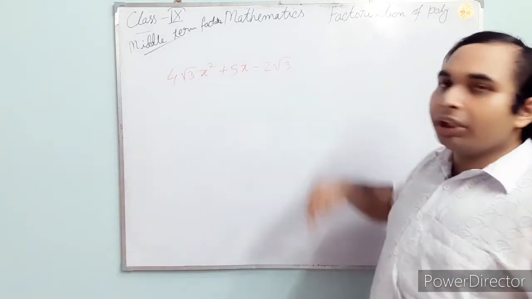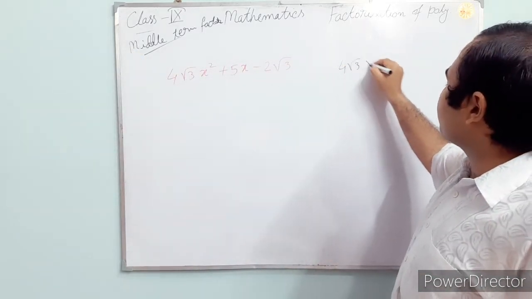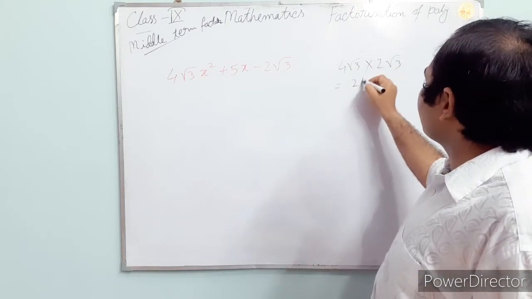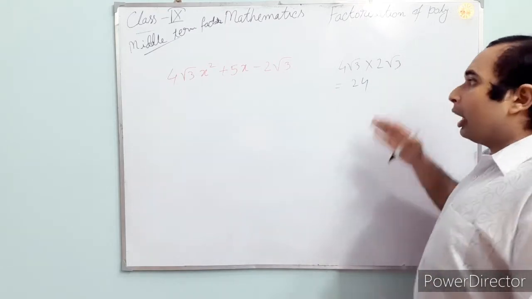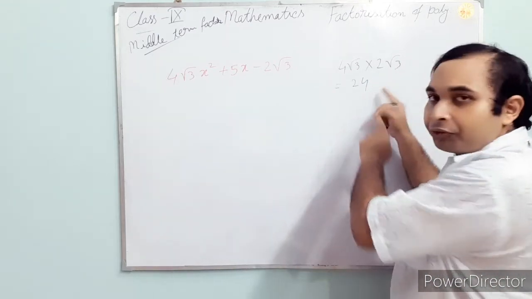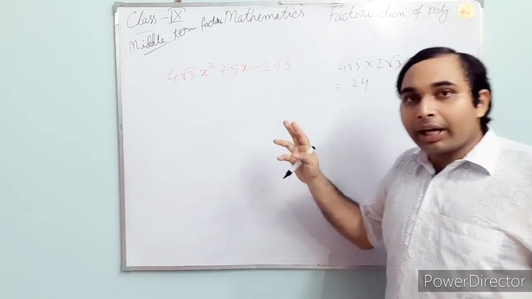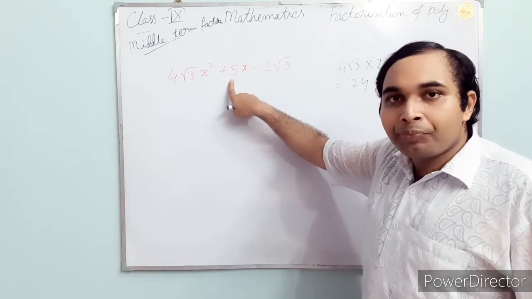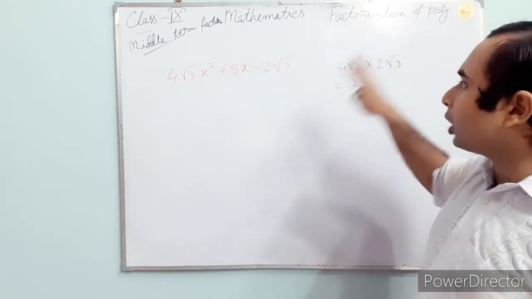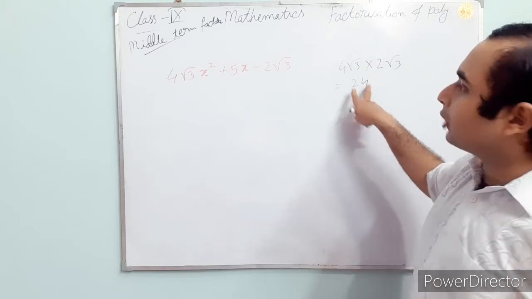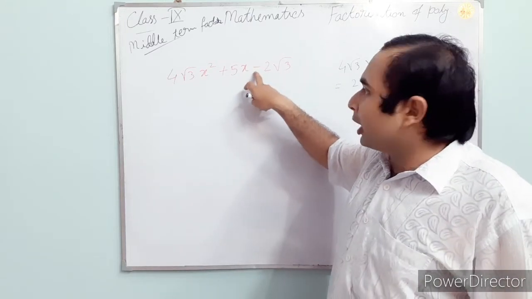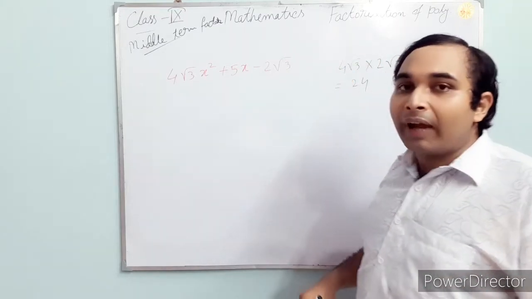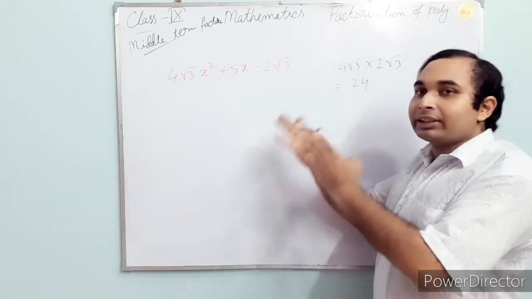Okay, so 4 root 3 into 2 root 3. First of all we have to do this one, 4 root 3 into 2 root 3. So how much it is coming? 8. So 24 it is coming. Now we have to split this 24 into two parts so that the sum of those two parts will be equals to 5 and multiplication or product of those two parts will be equals to 24. Actually it will be minus 24 because here minus sign is there, but I am doing the operation only with the numerical values. Minus sign will be adjusted from there.